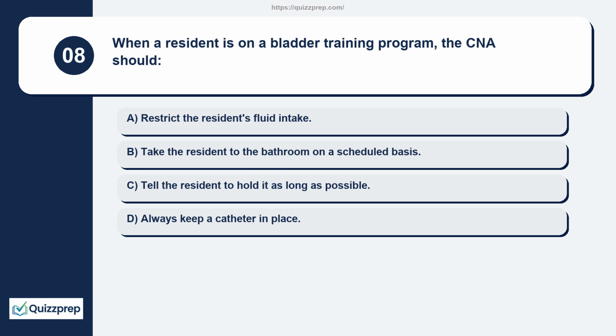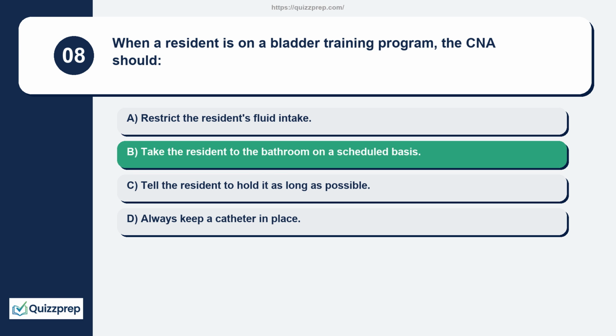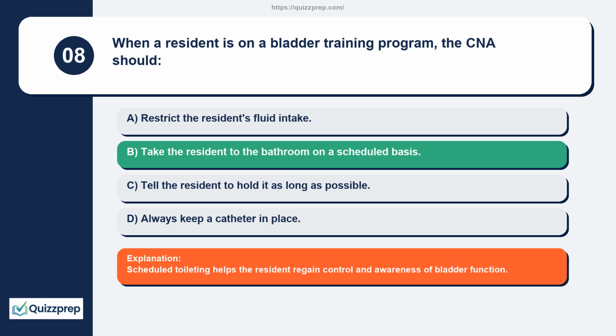Question 8. When a resident is on a bladder training program, the CNA should: restrict the resident's fluid intake. Take the resident to the bathroom on a scheduled basis. Tell the resident to hold it as long as possible. Always keep a catheter in place. Scheduled toileting helps the resident regain control and awareness of bladder function.